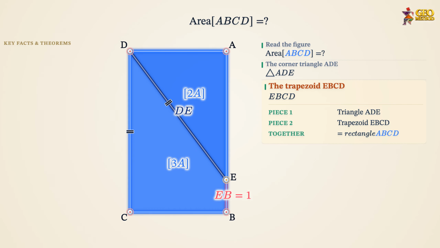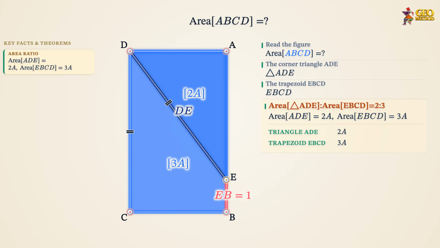Everything above segment DE is the corner triangle. Everything below is the trapezoid EBCD. These two pieces together make up the entire rectangle, with no overlap and no gap. The figure tells us the two areas in a shared unit A. The corner triangle ADE is 2A, and the trapezoid EBCD is 3A. So the pieces stand in the ratio 2 to 3.